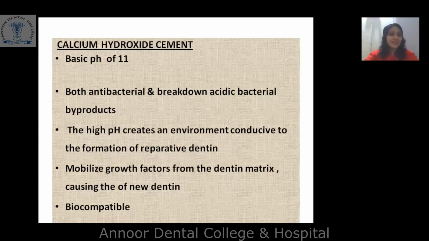Now, a common calcium hydroxide cement has a basic pH of 11. So it is both antibacterial and breaks down the acidic bacterial byproducts. And due to this pH, it creates an environment that is conducive to the formation of something known as reparative dentin. Another important advantage is that it mobilizes the growth factors from the dentinal matrix and causes formation of a new layer of dentin, and also it's biocompatible.